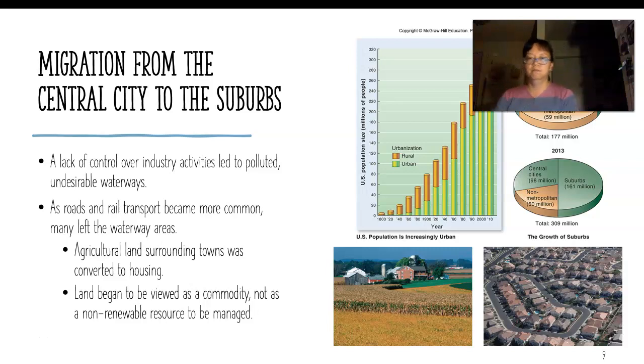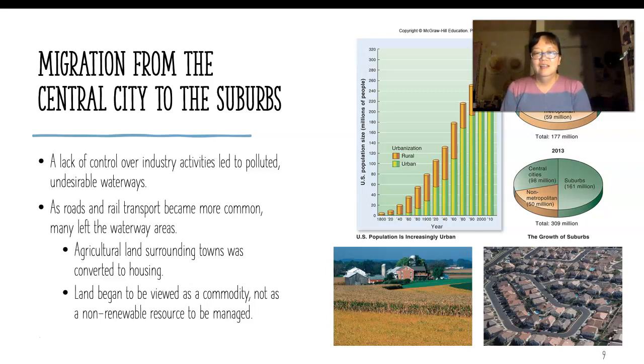The Industrial Revolution drove people from the suburbs to the center of the cities. We can look at the left corner of the picture. It says US population is increasingly urban. If we look at 1800, the bar was less than 10, and the highest bar is above 300, and the unit is millions of people.